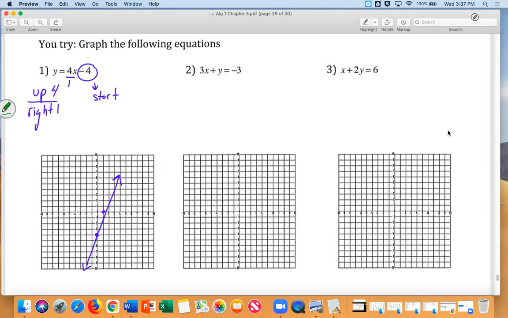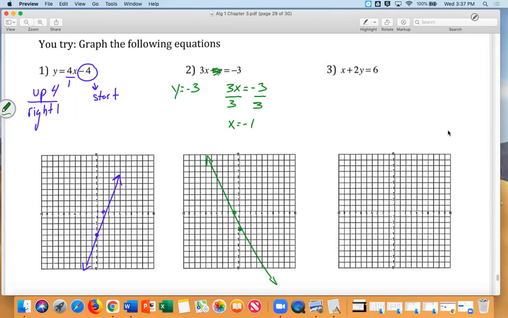Now, with number 2, well, I notice it's in standard form, so I'm going to check and see if I can graph this real quick using the cover-up method. So I'm going to cover up that 3x. Notice I got y equals -3. So I'm going to put a point right there. And now I'm going to cover up that y, and I'm going to get 3x equals -3, divide by 3, and get x equals -1. So I was able to graph this very quickly by using the cover-up method.